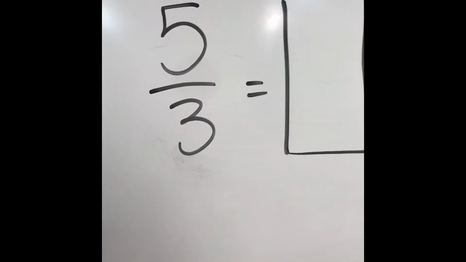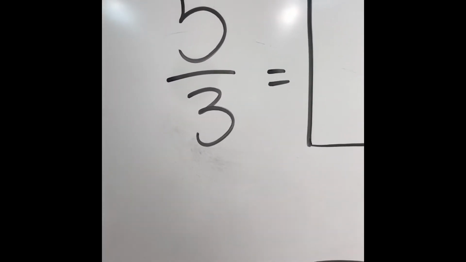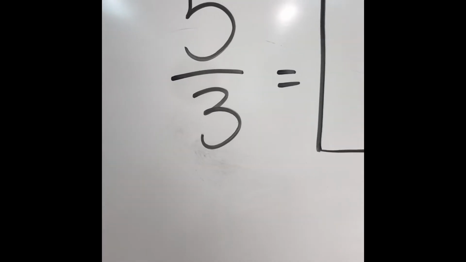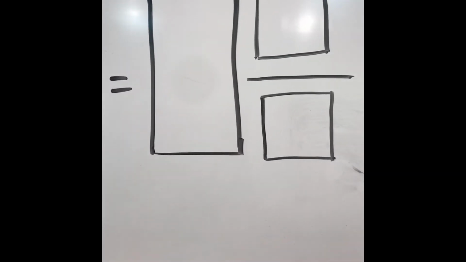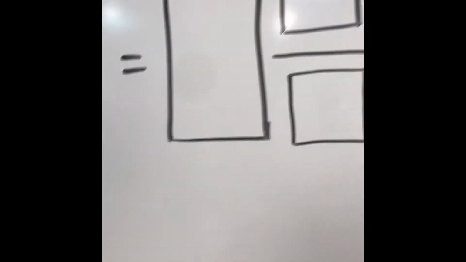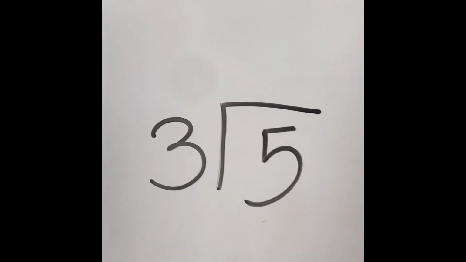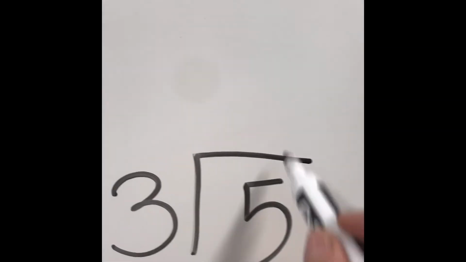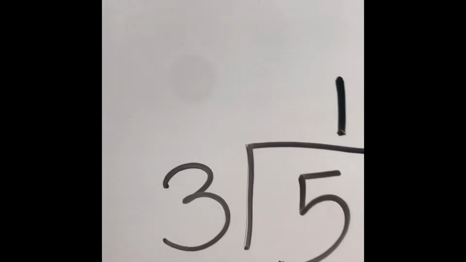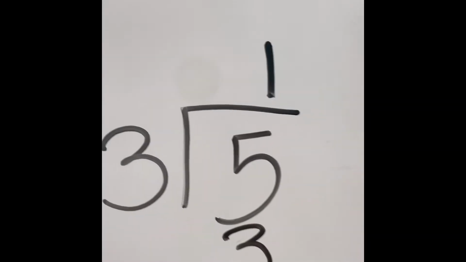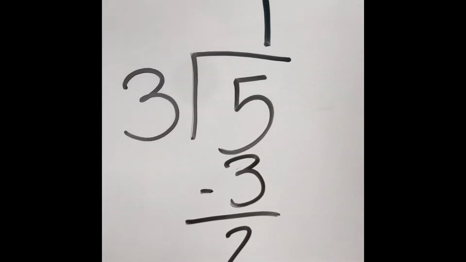So now what we need to do is make 5 thirds, which is an improper fraction, a mixed number. This is part of the simplifying process. To do that, we want to divide 5 by 3. I can make one group. 3 times 1 is 3. And then I can subtract to find out what is left over. That is called a remainder.